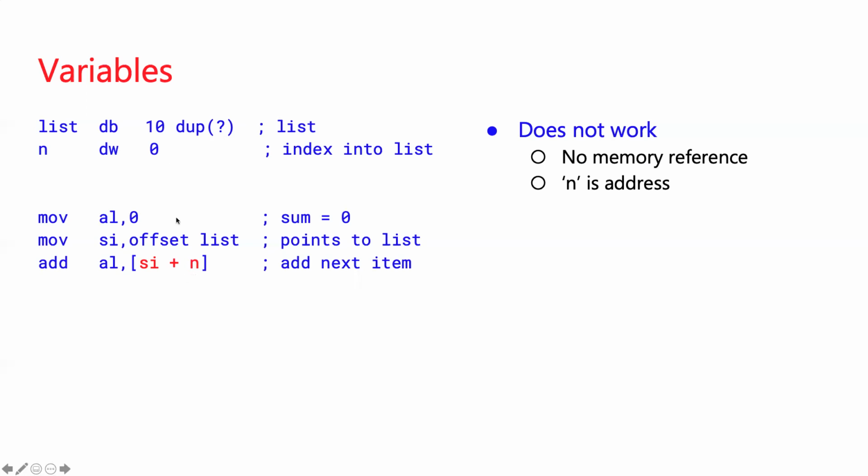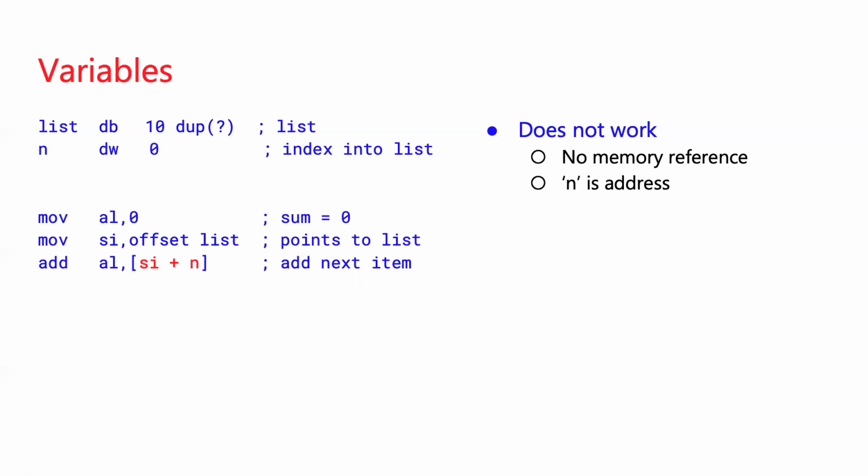What's to keep me from writing code like this? So let's say I'm going to use AL to add up a bunch of values. I start AL out at 0. I load into SI the offset of the list. So if you think of this as a list of 10 elements, SI is pointing to the first one of those. But let's say I don't want to get the first one. I want to get the nth one. Can I say take SI plus whatever's in N? Well, this will assemble. It just won't do what I just said.